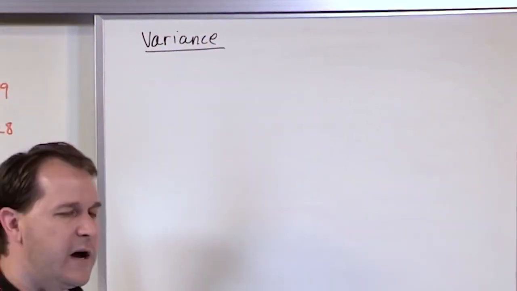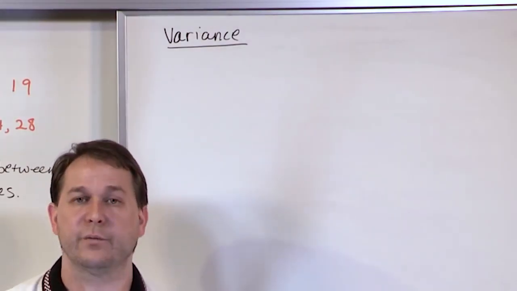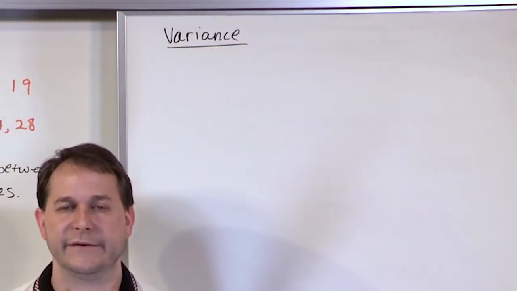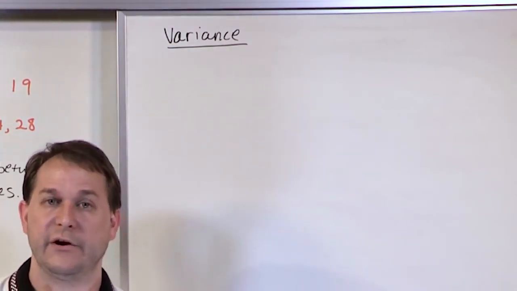All right, so we've done the range, we've figured out how to do that. Now we're going to try to calculate something called the variance, which is going to tell us how spread apart the data is in a way that's not quite as susceptible to outliers. So that's very, very important.